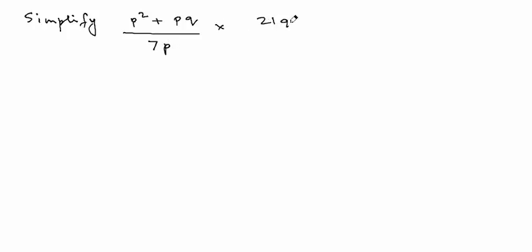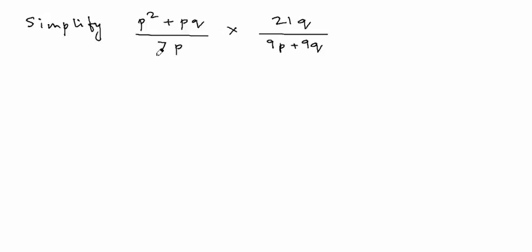Let's say we want to simplify the expression p squared plus pq over 7p times 21q over 9p plus 9q. The idea is to factorize each one of the expressions in the numerators and the denominators.